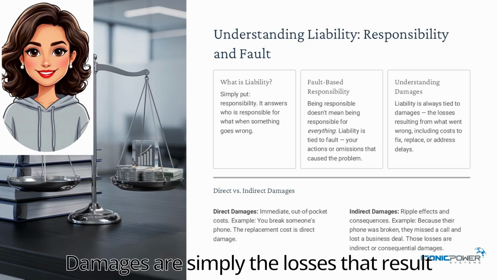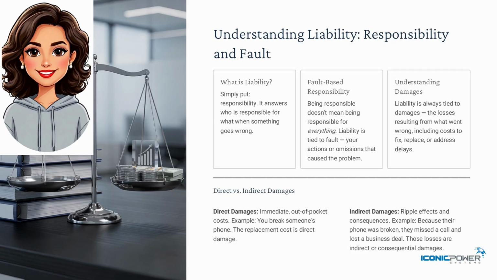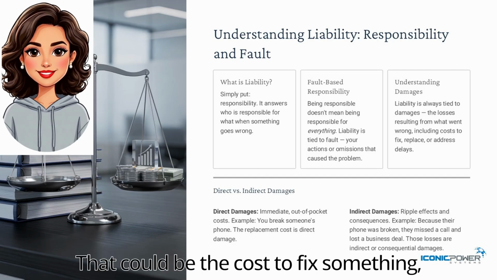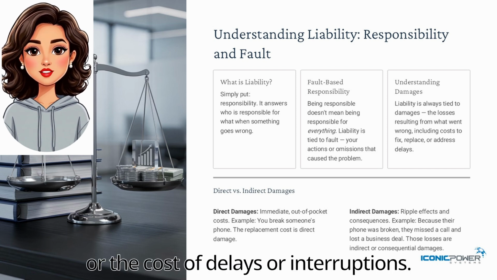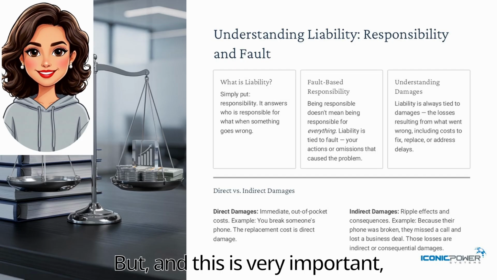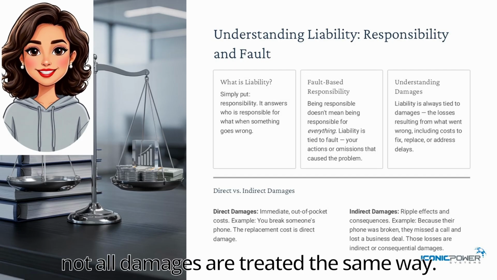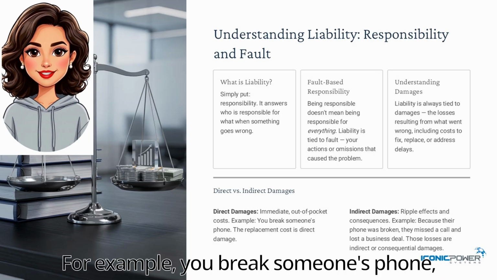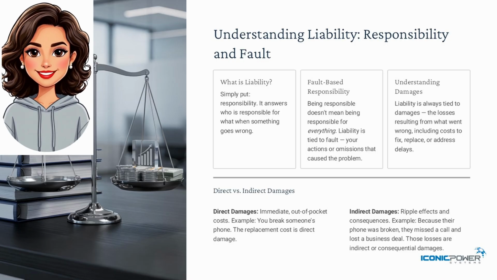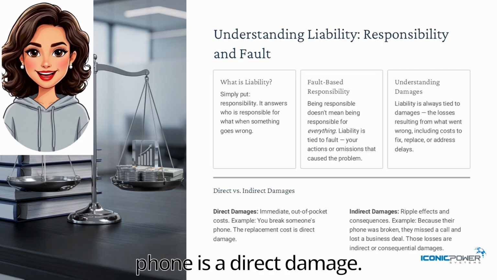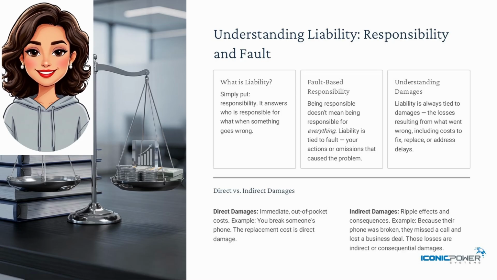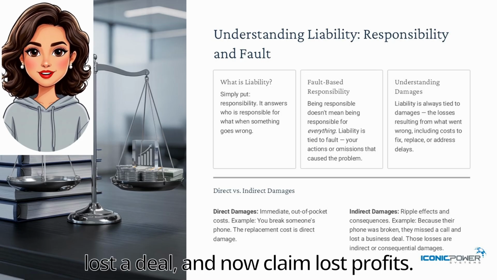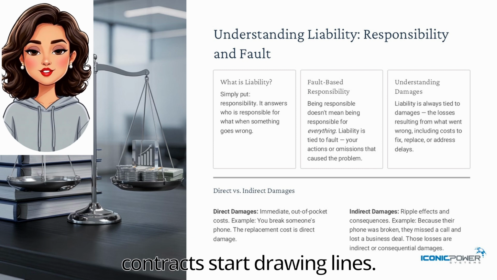Now let's talk about damages, because liability is always tied to damages. Damages are simply the losses that result when something goes wrong. That could be the cost to fix something, the cost to replace something, or the cost of delays or interruptions. But, and this is very important, not all damages are treated the same way. Some damages are direct. For example, you break someone's phone, the cost of replacing the phone is a direct damage. Other damages are more indirect. For example, because their phone was broken, they missed an important call, lost a deal, and now claim lost profits. That's where contracts start drawing lines.